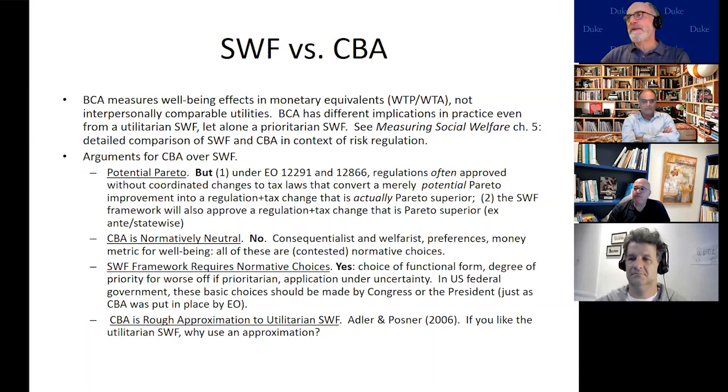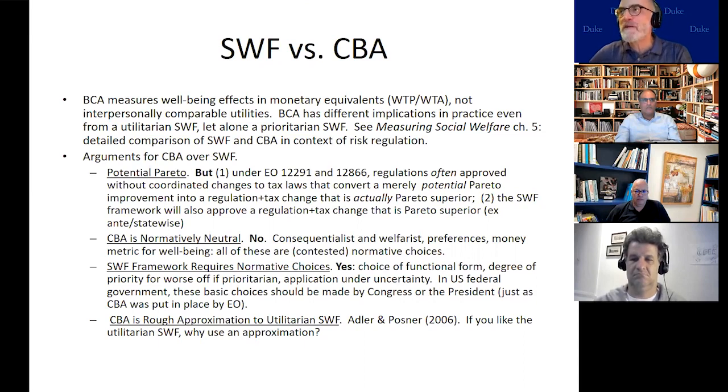The idea is that we have some kind of baseline, and for any other policy, we translate the effect of the policy on a given person's well-being by asking what she's willing to pay for the policy if she's better off in terms of money, or what she would require to accept the policy, to be compensated, if she's worse off. So we take well-being effects, but instead of trying to put them on a well-being scale, which is a social welfare function approach, we try to measure them in money. That's cost-benefit analysis, right?